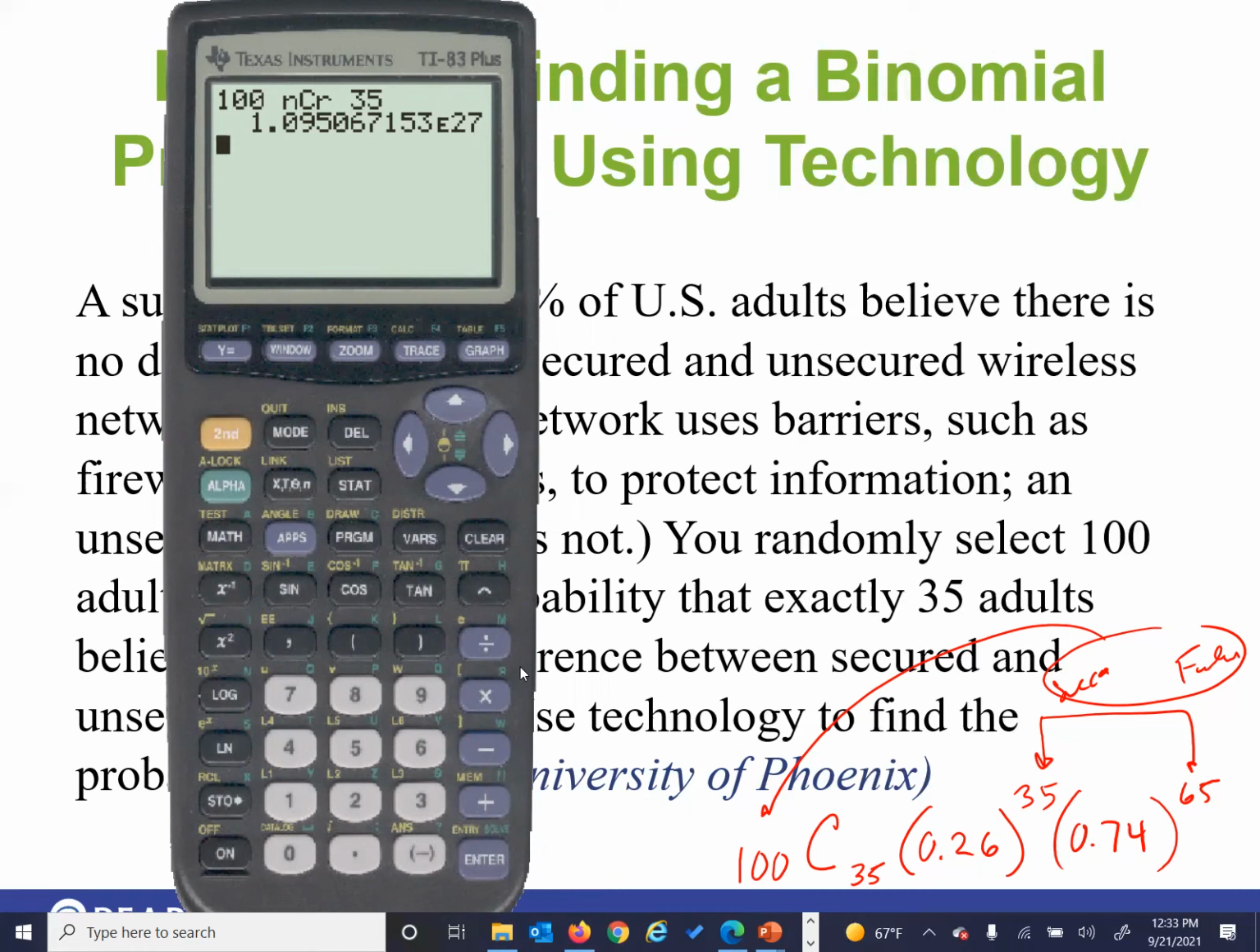Okay, with that, let's multiply it times, in parentheses, 0.26 to the power of, this little caret right here. Do I even call it caret? I have no idea. 35 times. Oh, sorry, guys. Went backwards here. I got to put a comma here, not a 35. So. The next one, 0.74 to the power of 65.